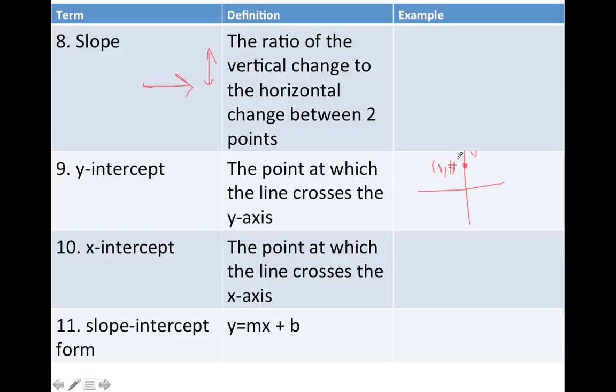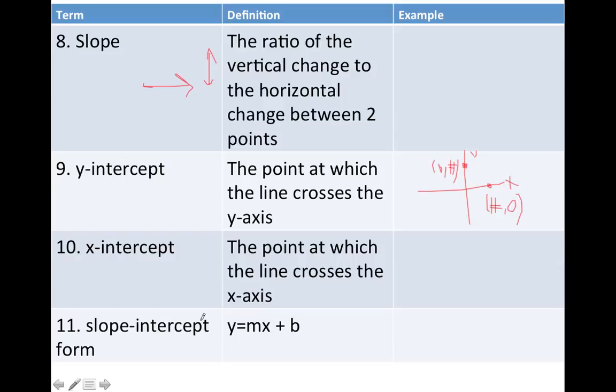And then the same thing goes for our x-intercept, except we're going to be on the x-axis. Draw it up here. And it'll be any number on our x-axis. And it means our y value is 0 because we're not going up and down off of our x-axis.